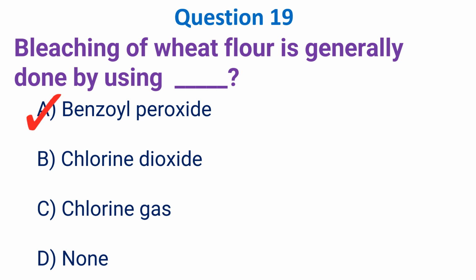Benzoyl peroxide is an additive which is used in bleaching the wheat flour. It oxidizes the naturally occurring carotenoids in the flour, which normally gives a yellowish tint to the untreated flour. The other options such as the chlorine dioxide, it is a gas which is used to sanitize the fruits and vegetables. Chlorine gas is used to disinfect the vicinity, that is the area where the food is being prepared, and the equipments. So here our correct option is benzoyl peroxide, which acts as a bleaching agent in wheat flour.